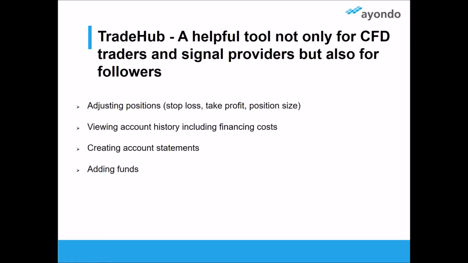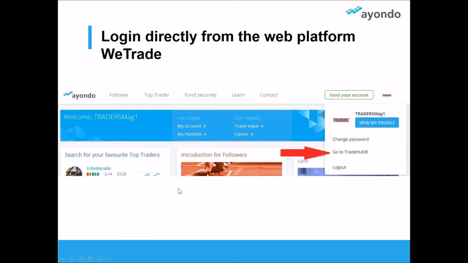So with TradeHub, you can do all of this stuff. You can do all the normal stuff that you can do on trading platforms. You can adjust positions. You can view your account history, just like we saw there, including the financing costs. Because of course here, we're trading on leverage. We're trading using margin. So there will be an element of financing involved. You can create account statements and you can add funds. This was a dormant account that I've not used for a while, so I put a bit of money in there end of last week, so it's very easy to do that from TradeHub.